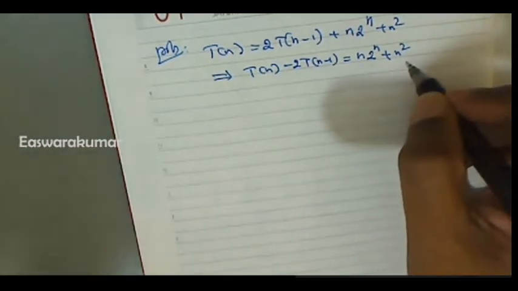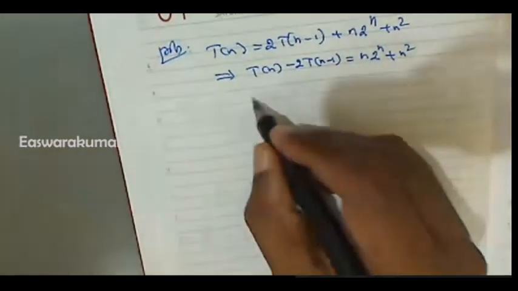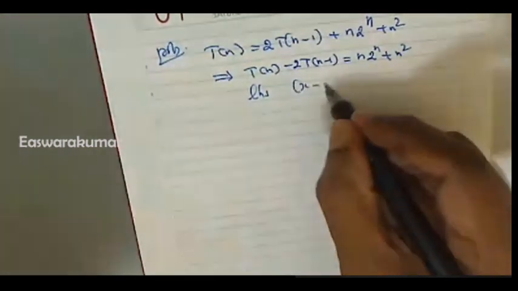You see the right hand side is not 0, so it is an inhomogeneous recurrence equation. For the left hand side, what you get here is x minus 2 equal to 0.